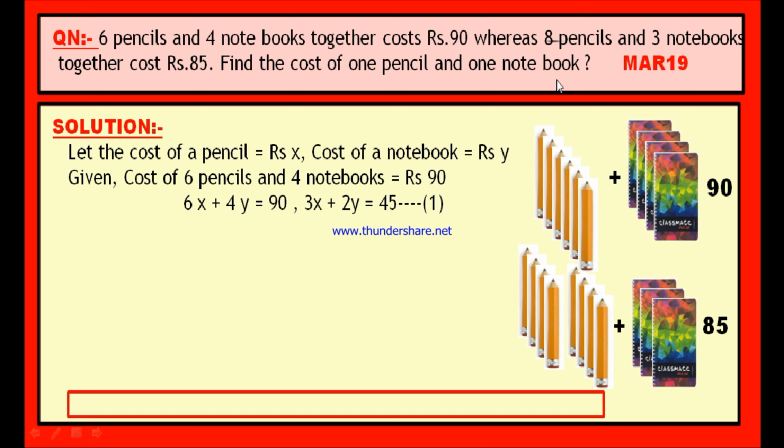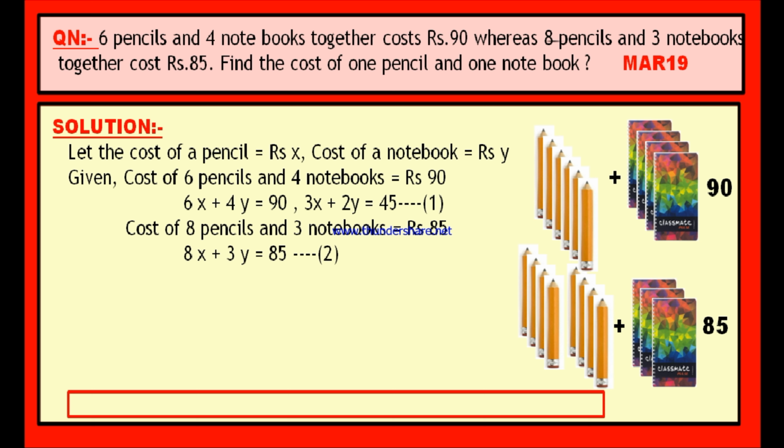Now let us write the second statement from the question. 8 pencils and 3 notebooks together cost 85 rupees. Again we know that the cost of 1 pencil is x, therefore the cost of 8 pencils will be 8x, plus the cost of 1 notebook is y, so the cost of 3 notebooks will be 3y. 8x plus 3y is equal to 85 rupees. It is the second equation.